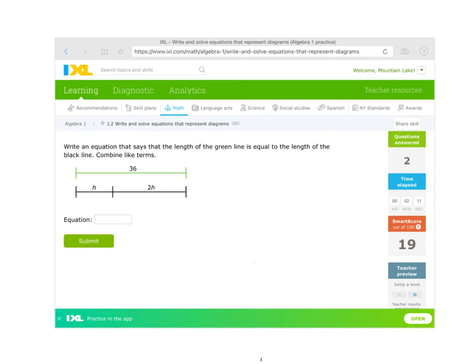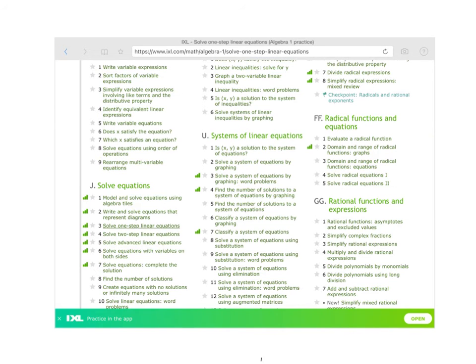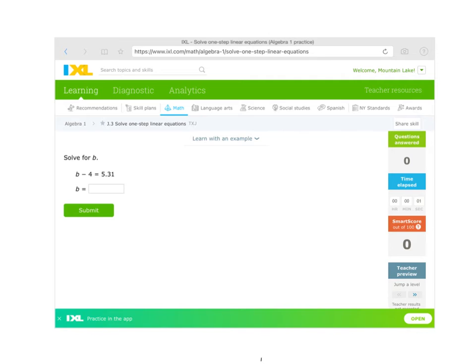Here it's h plus 2h is equal to 36, which is 3h is equal to 36. Let's try the third one. Now in these cases, we just have to use SADMAP. So if you remember SADMAP, you'll be able to solve all these questions from here onwards. So b minus 4 is equal to 5.31. I see a subtraction. Let's do the opposite. Plus 4. I don't need this equal here. But this will cancel off. So you'll get 9.31.